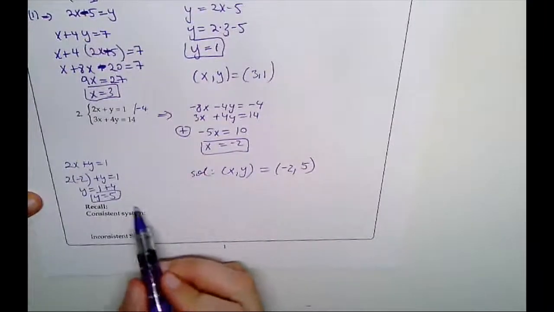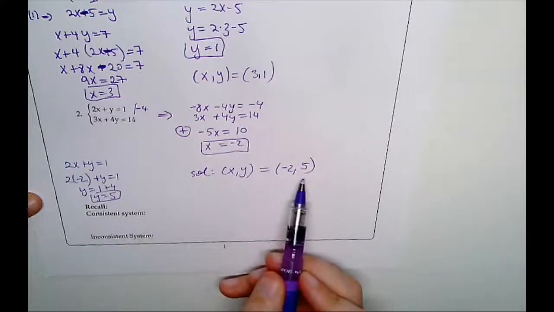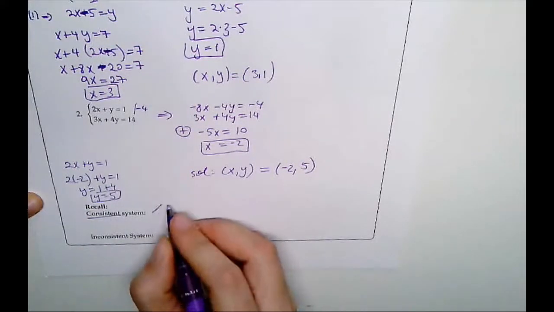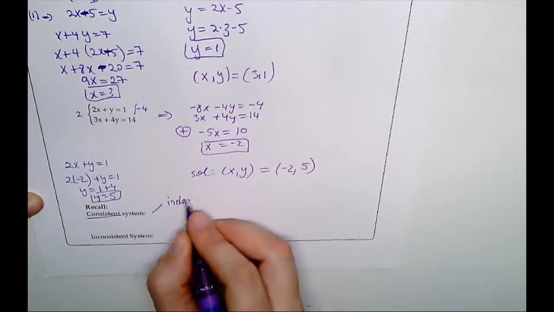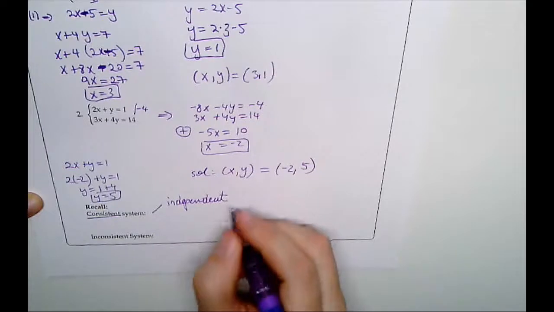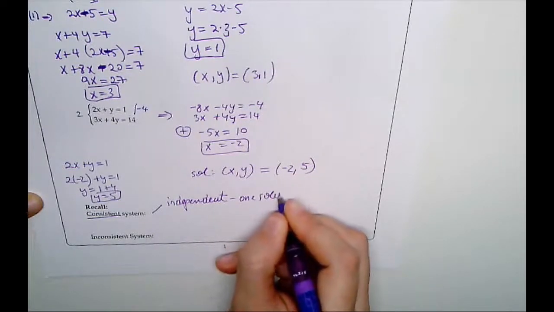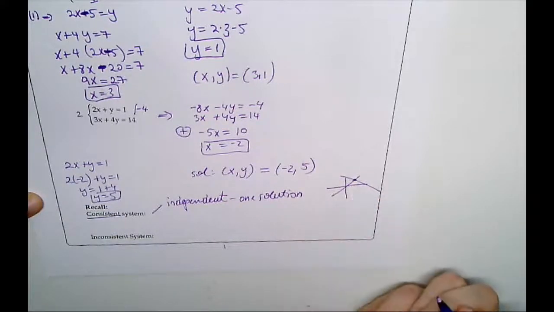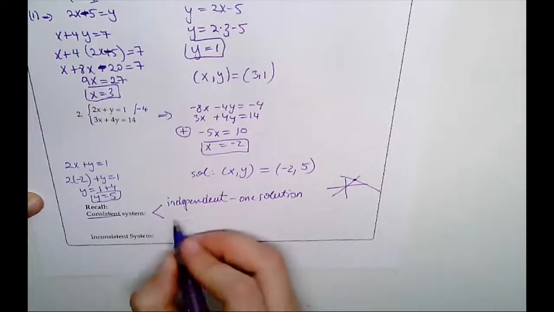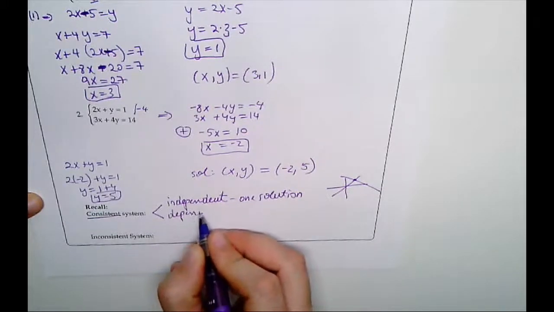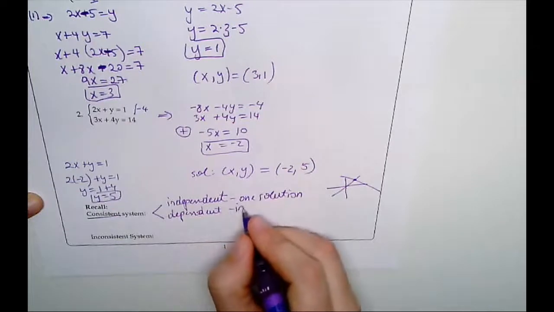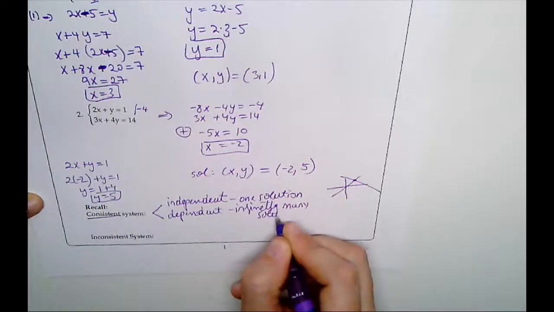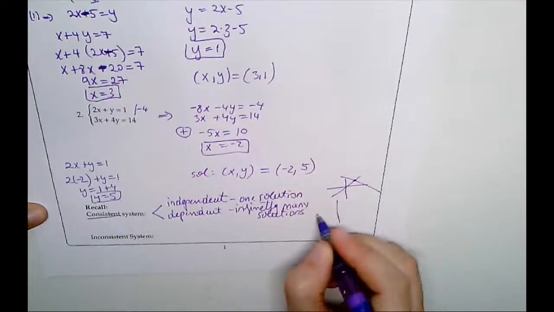If you recall, a system that had a solution was called a consistent system. Furthermore, it was called independent if there was exactly one solution. Graphically, this meant that when you graph the 2 lines, they intersect in one spot. Then we can also have the case called dependent, when there were infinitely many solutions. That was when the 2 lines coincided.